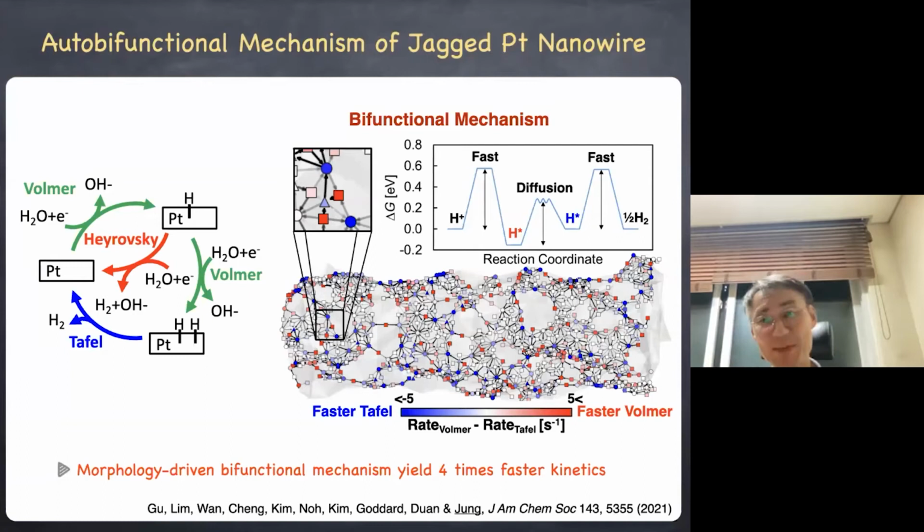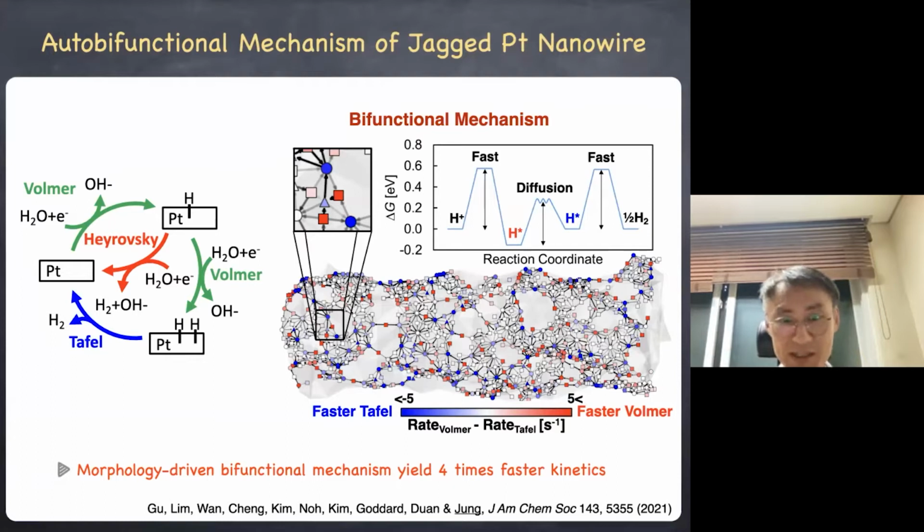And so it's basically a bifunctional mechanism, but it differs from the conventional bifunctional mechanism in the sense that in conventional cases, you basically have two different materials, one material doing one thing well and another material doing another thing well. And by combining the two, you get the synergy.